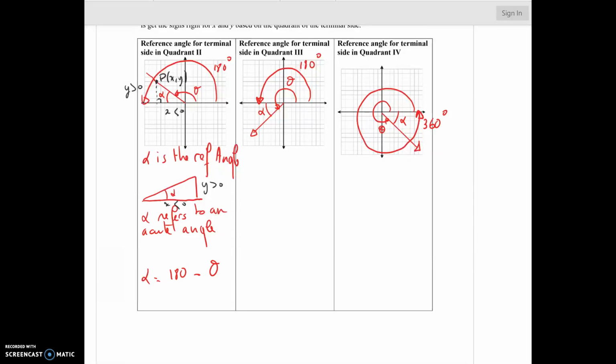If I look at the other one, I got a point P defined by coordinates x and y. This time y is negative and x is negative. And I end up having the reference angle alpha equal to theta minus 180 degrees. Finally, for the last one, I end up having alpha equal to 360 minus the angle theta. All right, so let's move on.